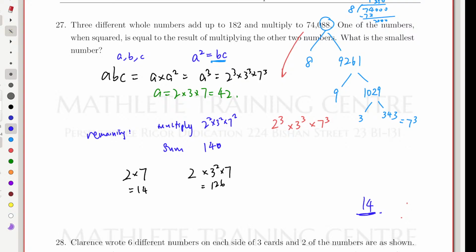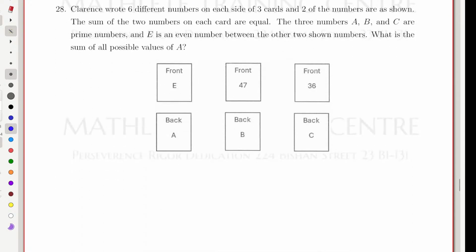Okay, question number 28. Clarence wrote down 6 different numbers on each side of 3 cards, and 2 of the numbers are as shown. The sum of the 2 numbers on each card are equal. Then you have 3 numbers A, B, C that are prime numbers, and E is an even number between the other 2 shown numbers. What's the sum of all possible values of A?